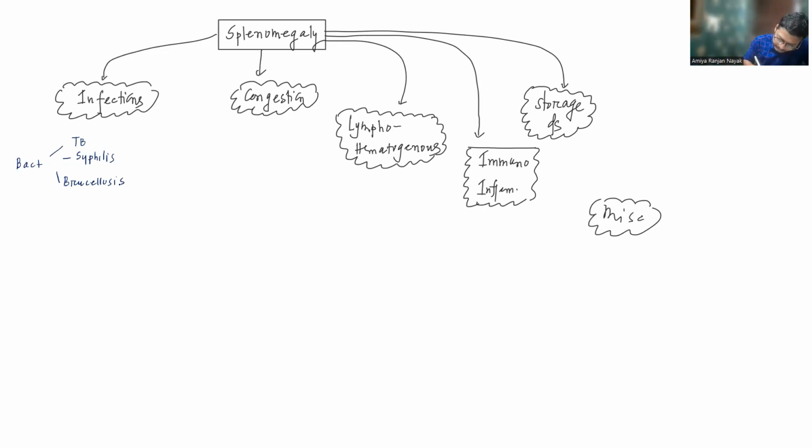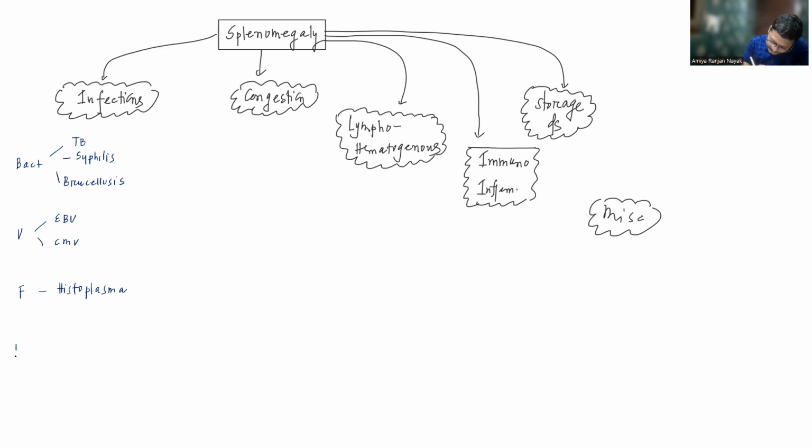Then among the viral infections, Epstein-Barr virus, which causes infectious mononucleosis, and cytomegalovirus, they can cause splenomegaly. Among the fungus, histoplasma is one of the important causes. Histoplasmosis is one of the important causes for significant splenomegaly.